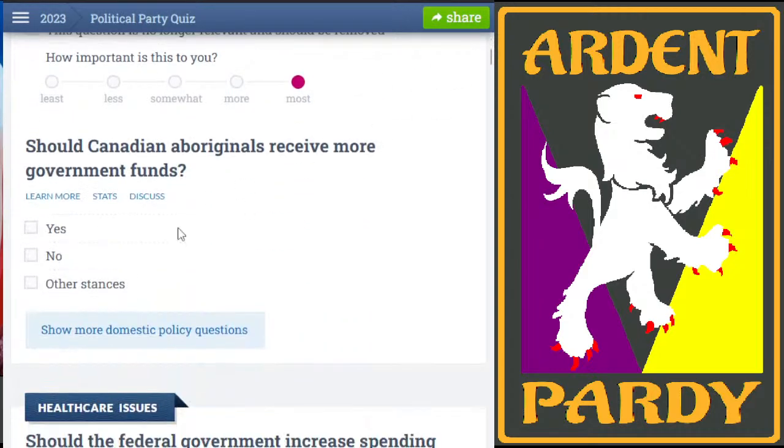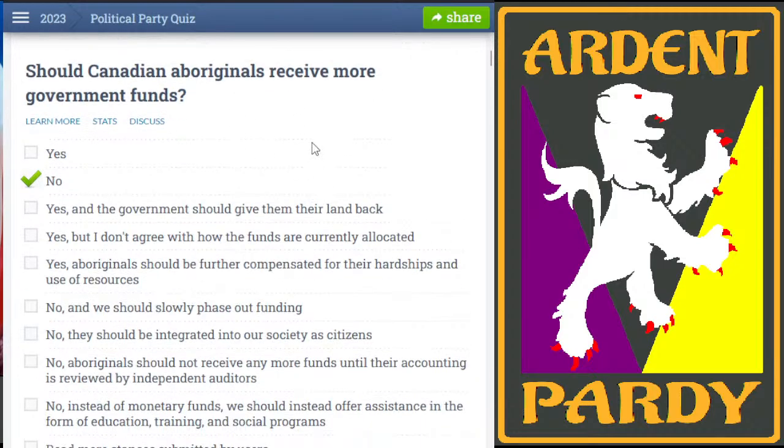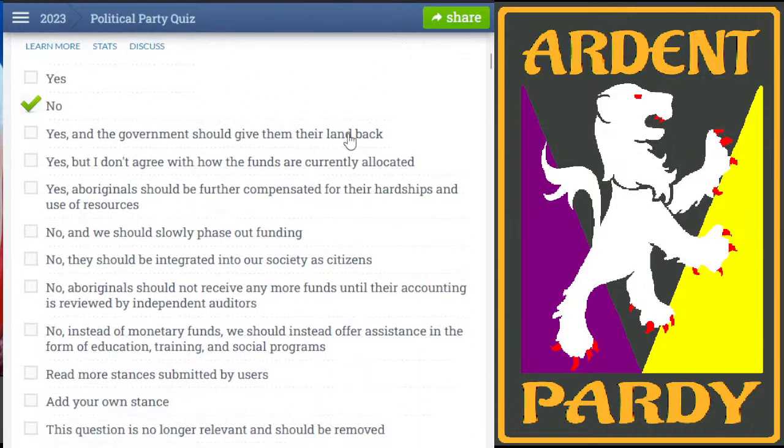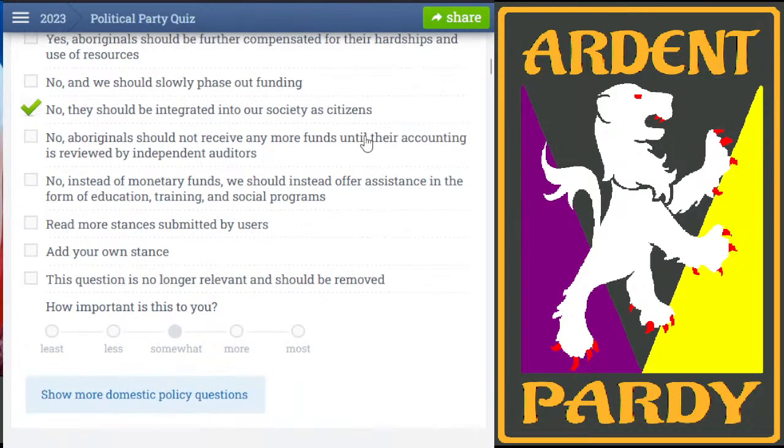Should Aboriginals receive more government funds? No. Other stances. Give them their land back. That's funny. Aboriginals should be further compensated. Absolutely not. No, and we should slowly phase out funding. These integrated us into our society as citizens. Aboriginals should not receive any more funds until their accounting is reviewed by independent auditors.